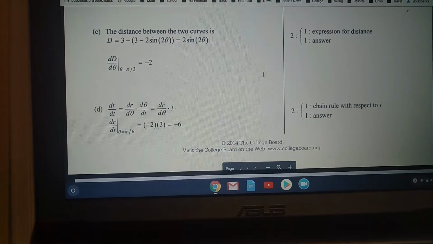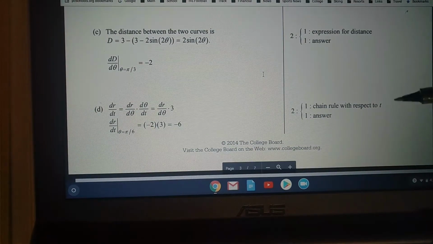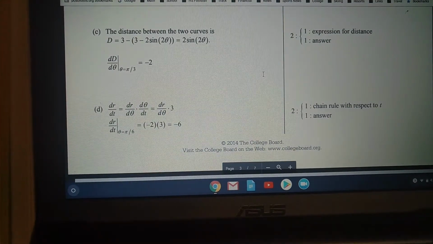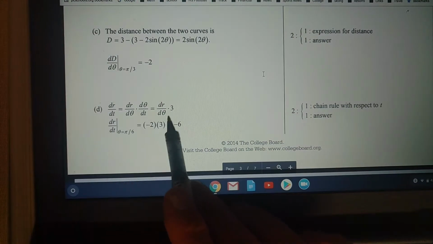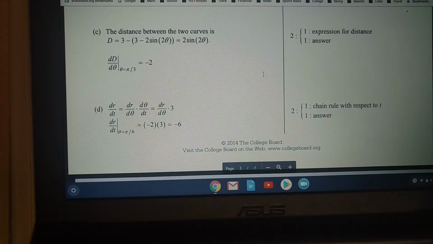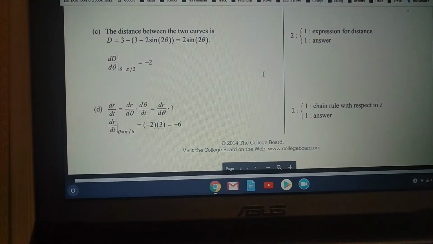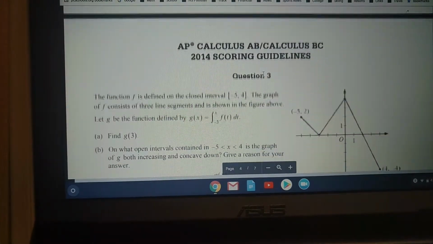Finally, 2 points for part D. First, you get 1 point for your correct chain rule. In other words, your correct implicit differentiation here. So your dr dt, when you take a derivative with respect to t, you get this expression here, which is 3 times dr d theta. So if you do that correct chain rule, you end up with 1 point, and then if you get the correct answer of -6, you get the second point. Okay, score that one out of 9, and let's move on to question 3.